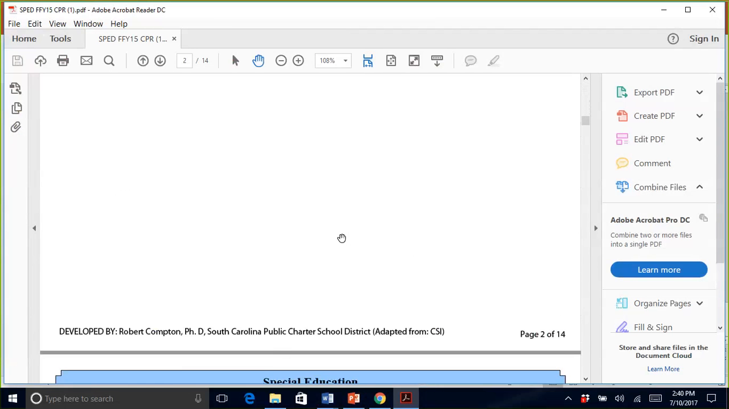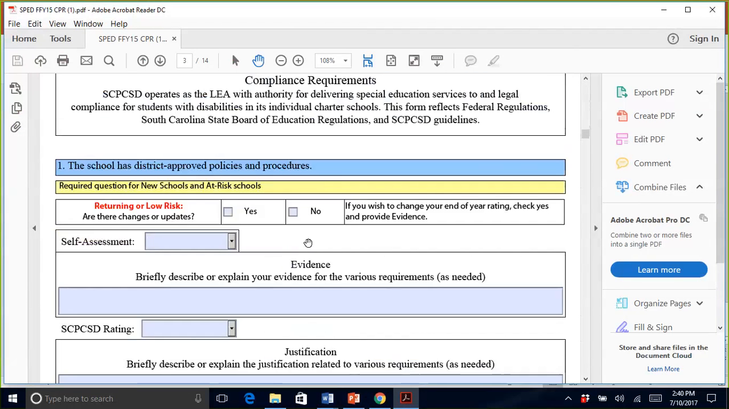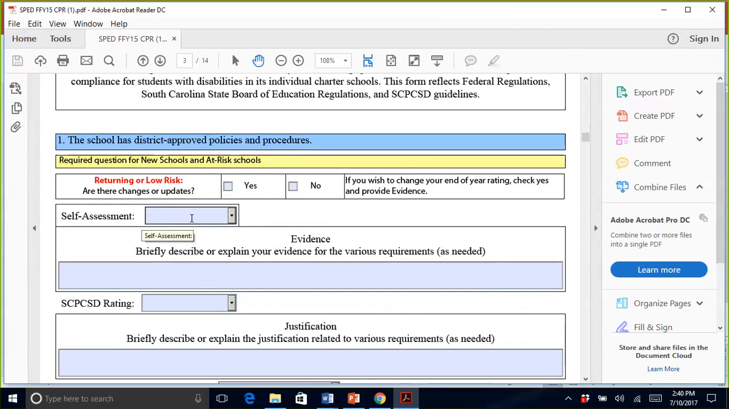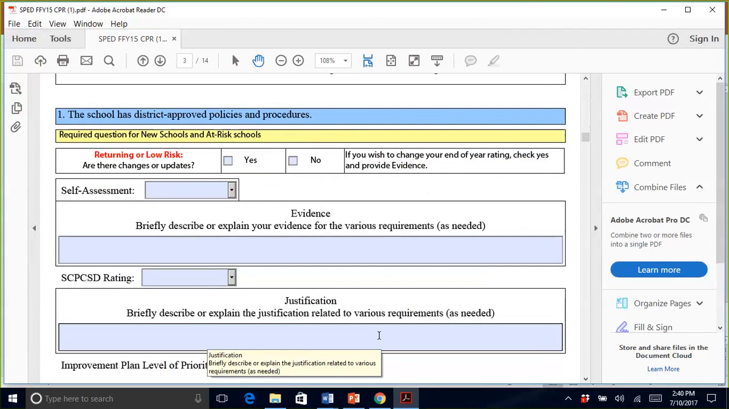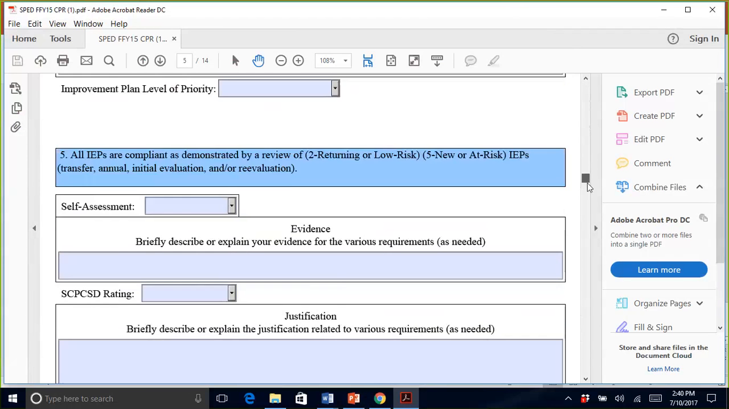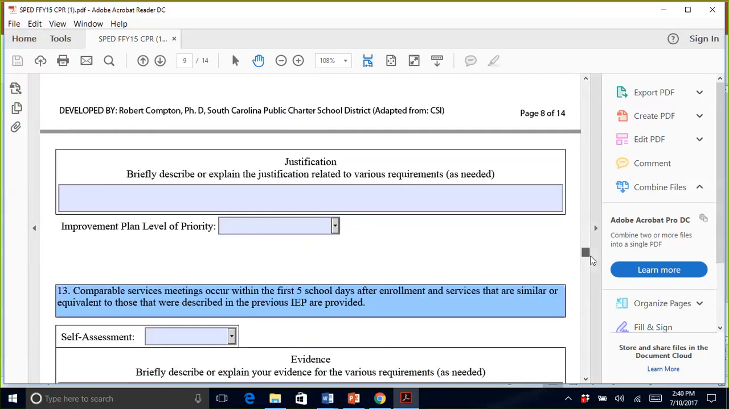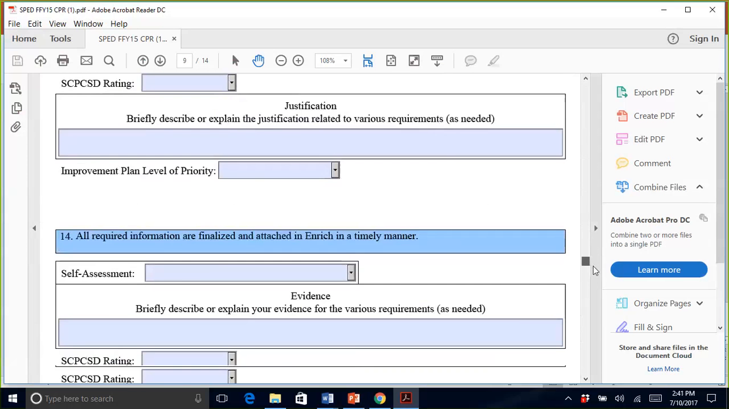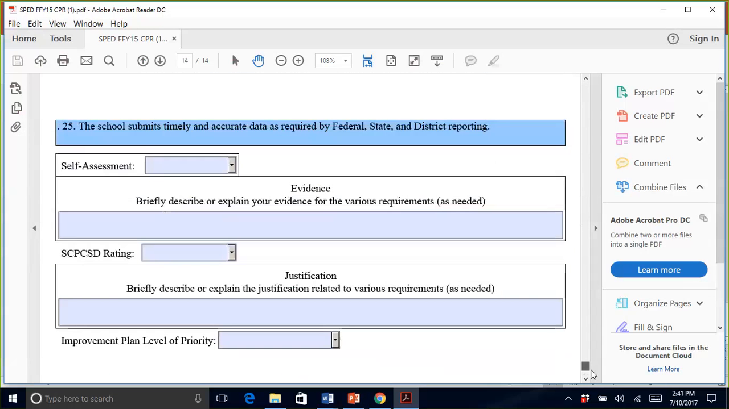And then here's where you get to say a little bit about your program. And here's where your coordinators would turn in their evidence. They would explain their evidence, and then I would come back, or Laura would come back and explain their rating and why that rating was that way. So this form has 25 items on it, all about service logs, accommodation logs, were IEPs done on time, comparable services, reevaluations, everything's on there through item 25.